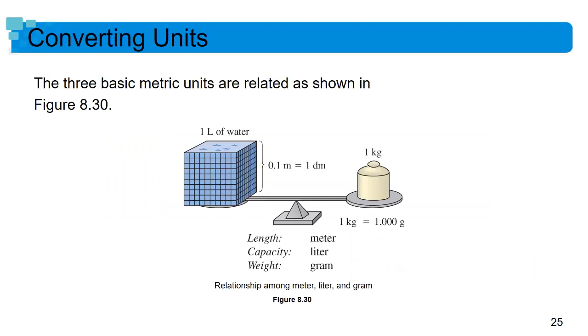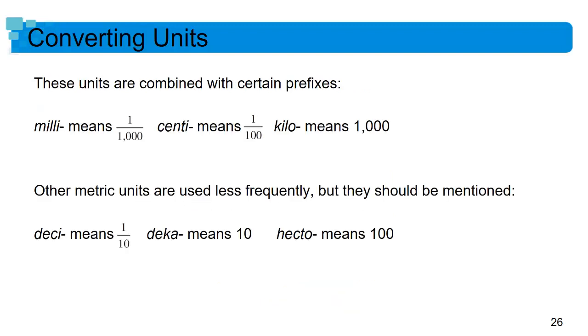Okay, so what are the precise conversions? The metric system is beautiful because you can go from a length to a capacity to a weight, and they're all related very nicely. So a volume, a capacity, 1 liter of water takes up 1,000 cubic centimeters, but it also weighs exactly 1 kilogram or 1,000 grams. So it's a nice way that everything is kind of put together in that system.